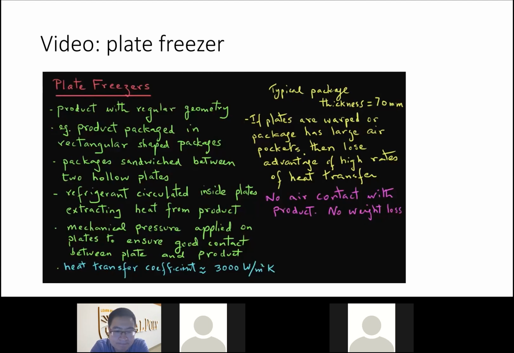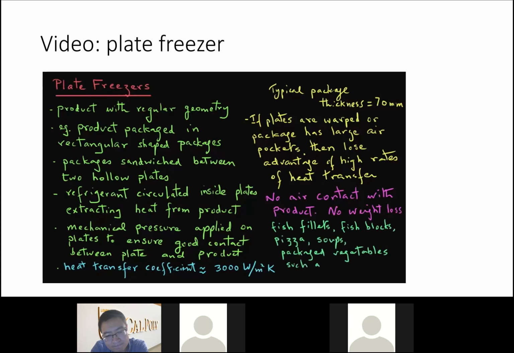There have been attempts made to make this process semi-continuous by indexing packages that are loaded or unloaded from a plate freezer. Typical products that are frozen using plate freezers that you often find in the market include fish fillets, fish blocks, pizza, soups, packaged vegetables such as spinach, mustard, broccoli, that we typically find in rectangular shaped packages in a grocery store.